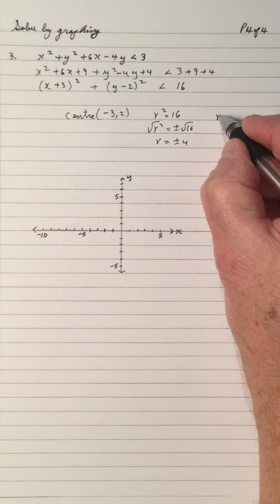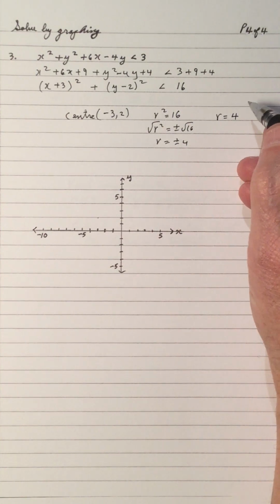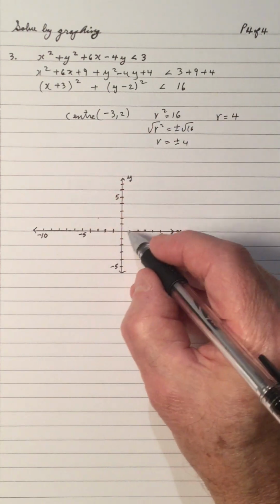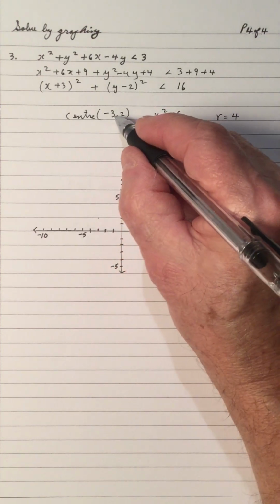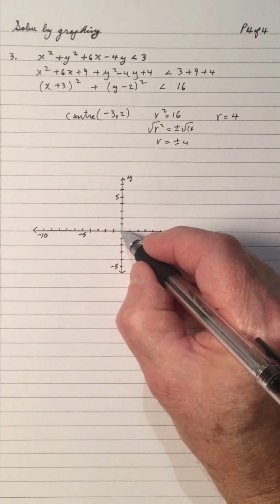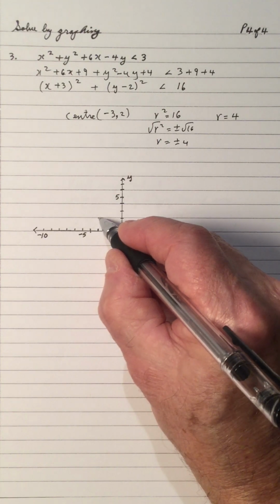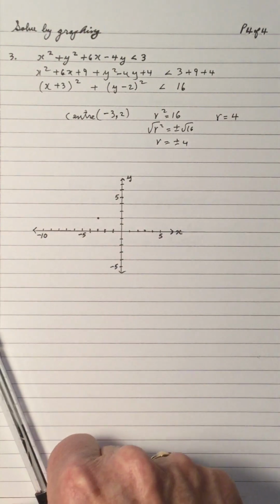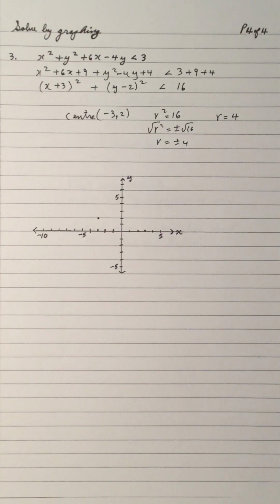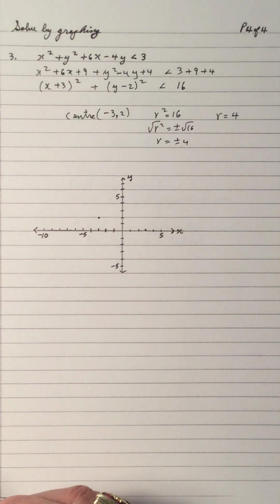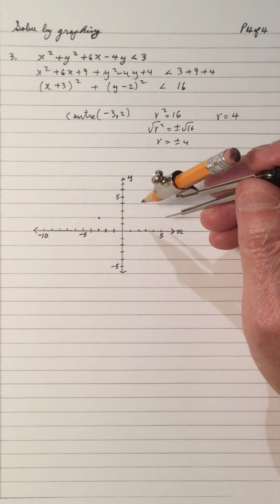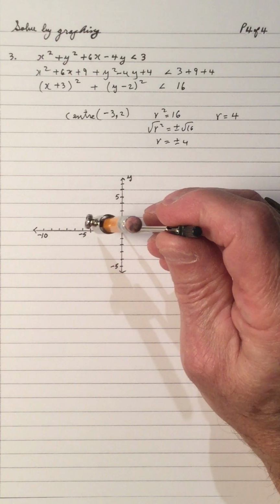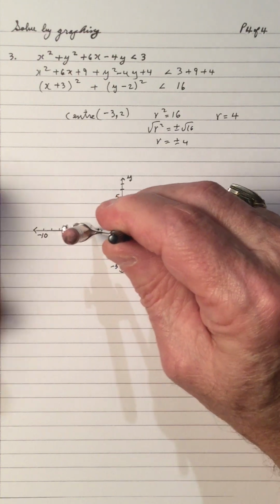But the radius has to be positive on the circle. So we have a center of x is negative 3, y is 2, right there. I've already marked off the radius for 4 units. So let's see, mark out 4 units from the center. If I go from here to right there, that's 4 units.